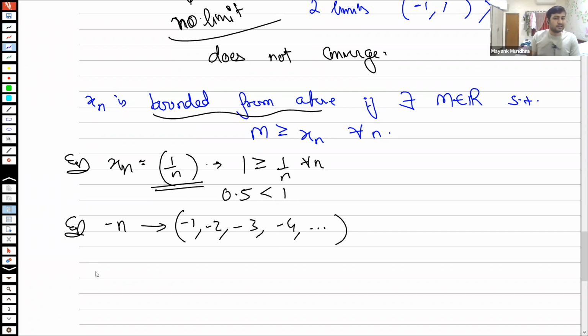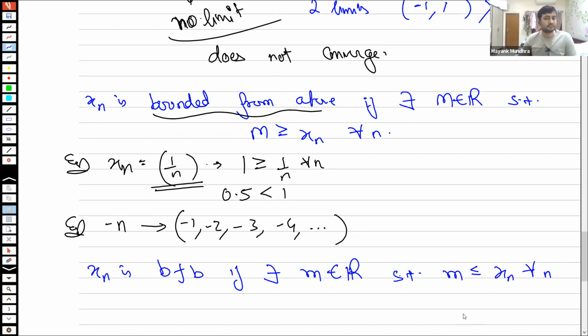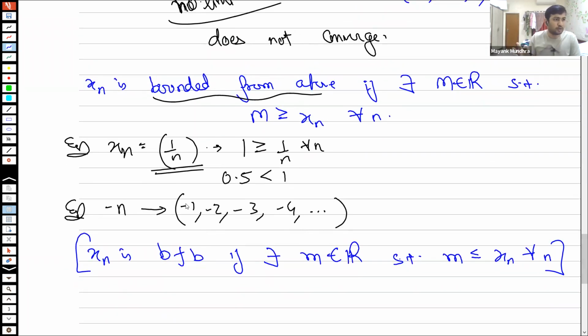A sister thing is bounded from below. So you say a sequence is bounded from below if there exists small m belonging to real numbers such that small m is less than or equal to xn for all n. Basically, it should not be going to negative infinity. What I'm saying, in this very technical manner, is that this sequence should not be going to negative infinity. If it is not going to negative infinity, it is bounded from below.